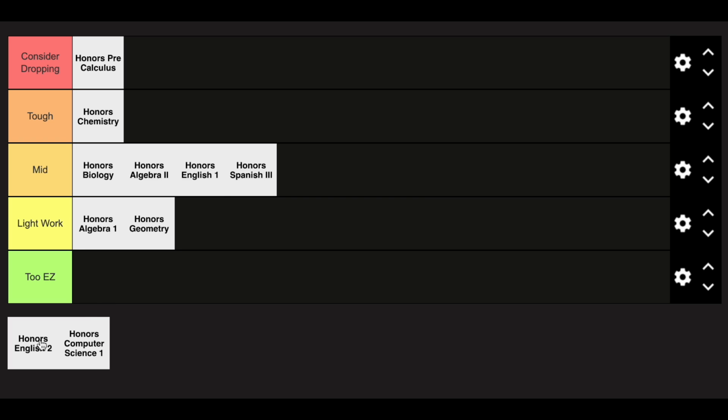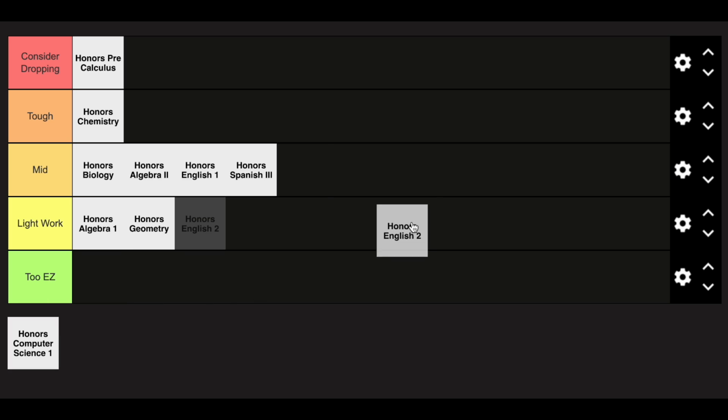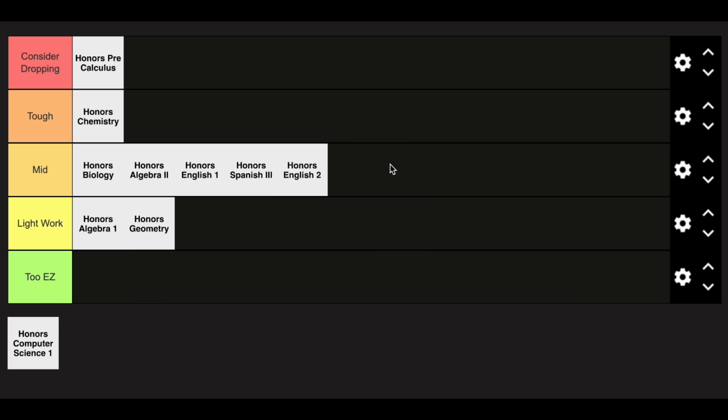Now, Honors English 2, I'm going to go ahead and put in the mid category as well. I feel like the thing with English is it actually doesn't seem to get that much harder down the road compared to like algebra and pre-calc, right? Like within 3 years of taking math, I bumped this from light work to consider dropping. It's not to say that English doesn't get harder. It definitely does, but I think the curve of you adjusting and learning is a lot better than the curve of the class getting harder, because English 2 is really just a build off of English 1.